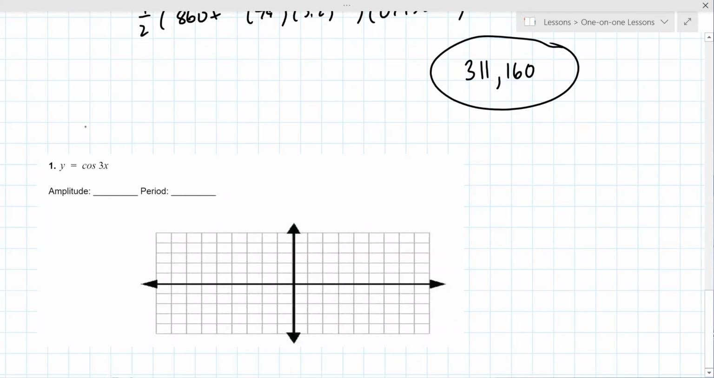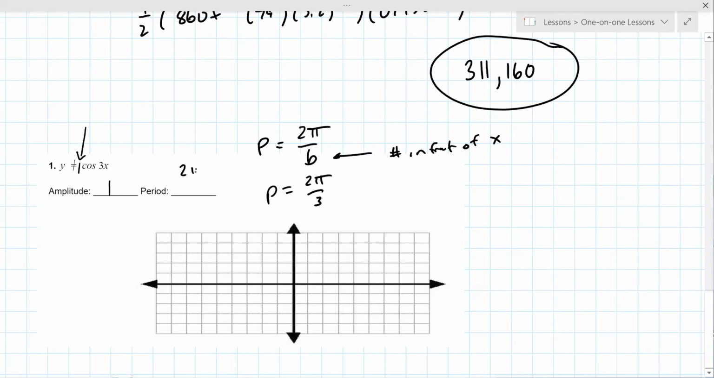So the amplitude is the number that's out in front, which happens to be 1. It's the absolute value of that number. The period is 2 pi over b. What is b? b is the number in front of x. So the number in front of x is 3, right? So it's 2 pi over 3. That's your period.